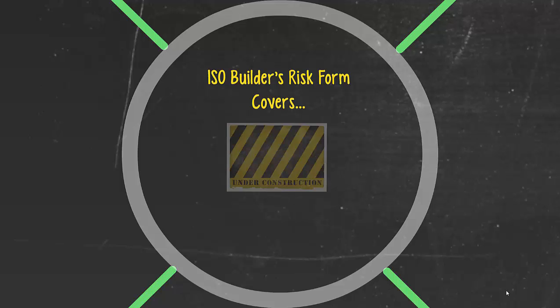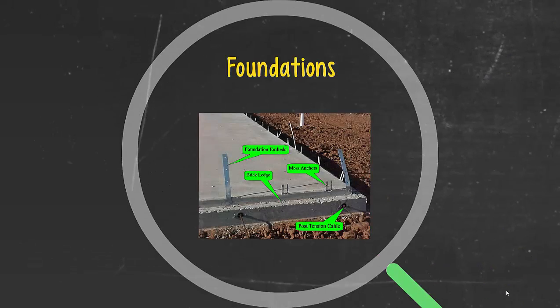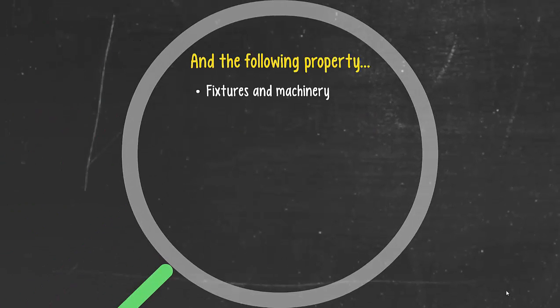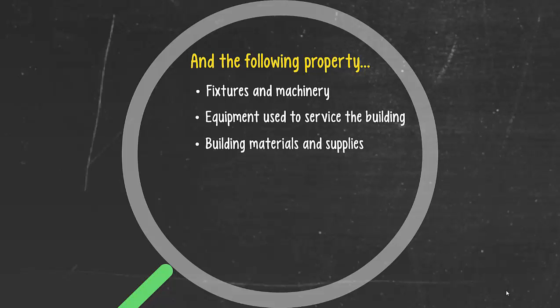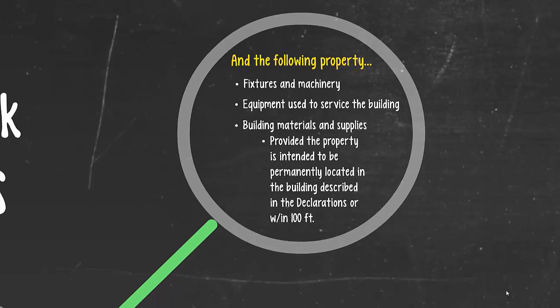The ISO Builder's Risk Form covers buildings under construction, including foundations, temporary structures built or assembled on site, as long as they are not covered under other insurance, and the following property: fixtures and machinery, equipment used to service the building, and building materials and supplies, provided that those materials and supplies are intended to be permanently located in the building described in the declaration, or to be permanently located within 100 feet of the building.